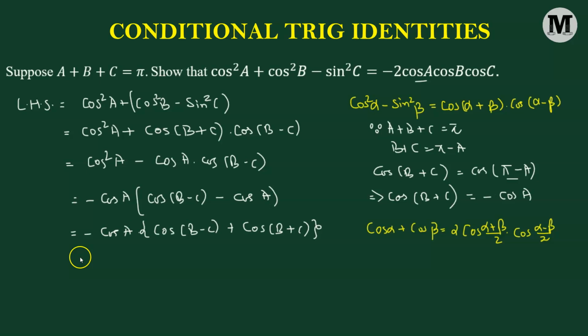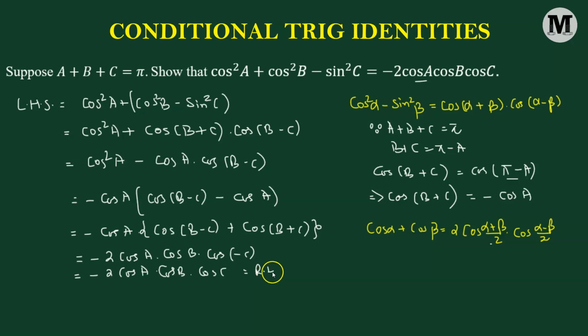Now what we have is negative 2 times cosine of angle a times cosine of, so b minus c added to b plus c gives us positive 2b, and dividing by 2 gives us b. And b minus c minus b plus c divided by 2 gives us cosine of negative c. Now cosine is an even function, so the negative sign won't be a problem here. So we simply get positive cosine of c, which is the expression on the right hand side.